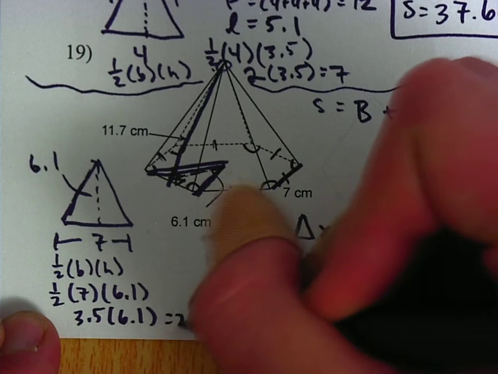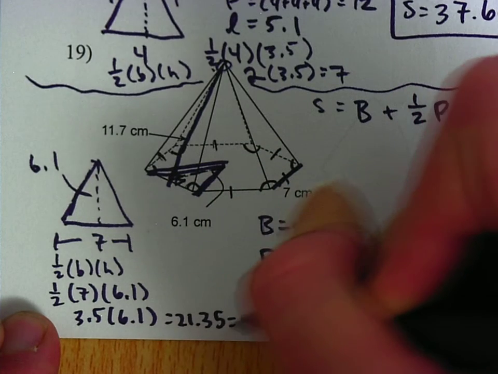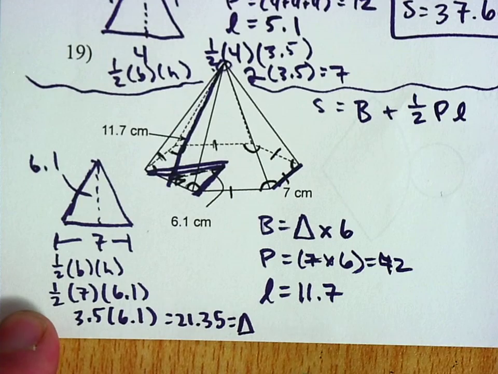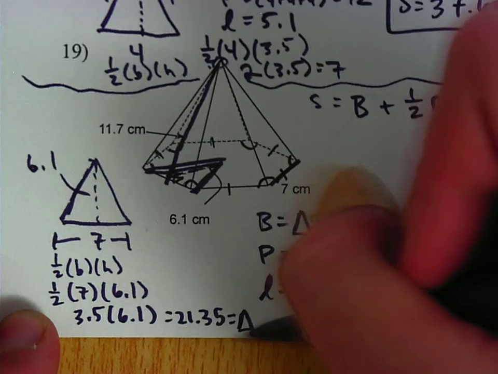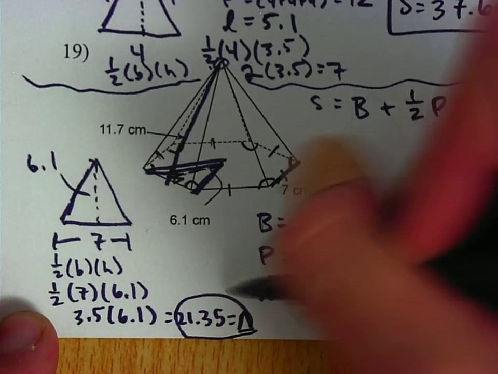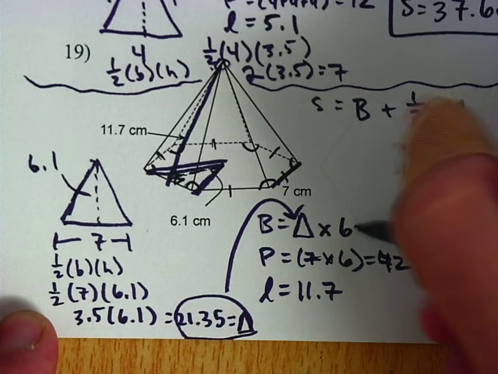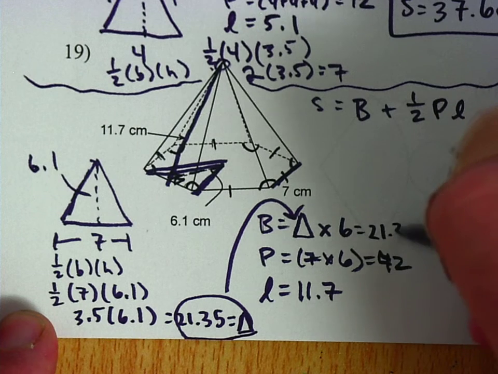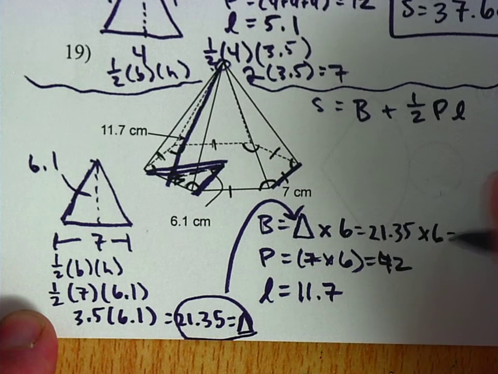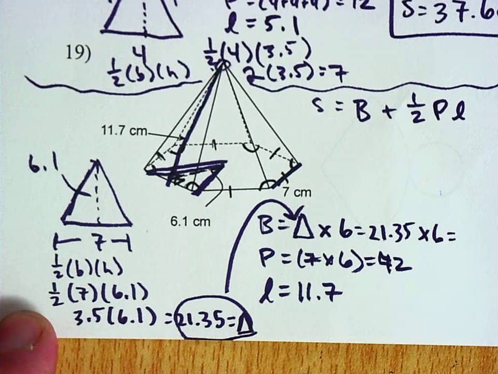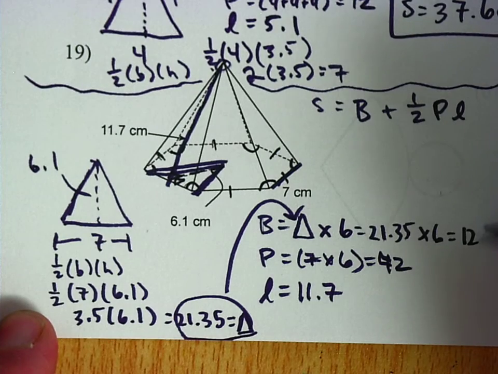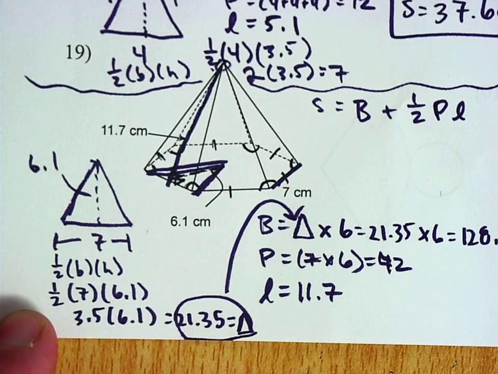That's going to be 21.35. And remember, that's just one of our triangles. So we need to times it by 6. We can just do that in our calculator, times it by 6. We get 128.1.